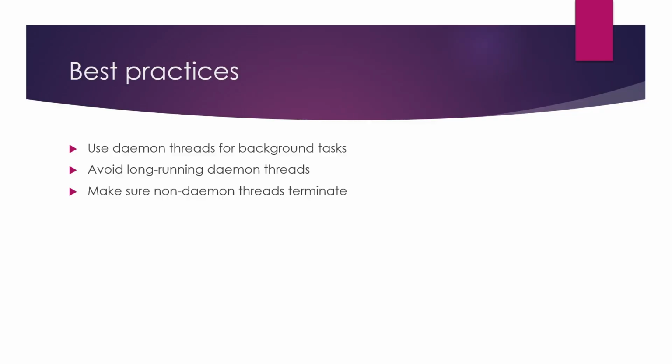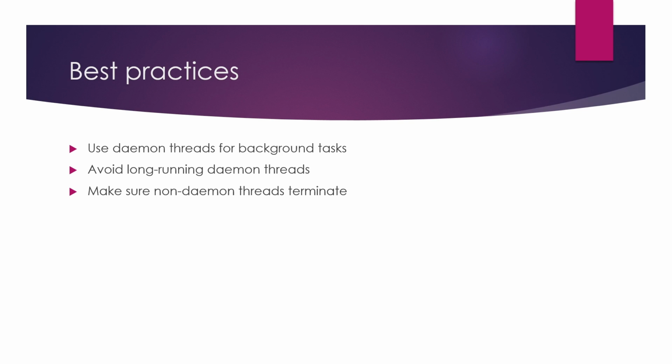Now, talking about best practices, we need to make sure that we always use daemon threads only for background tasks, because as we talked about, these are low priority background threads. And we also need to make sure that we don't have long running daemon threads. That means do not put anything business critical in the daemon threads. If we put anything business critical in the daemon threads, then it can cause serious harm, because as we know, the JVM will not stop for daemon threads. So that can make the application inconsistent. So always make sure that we don't put anything critical in the daemon threads.